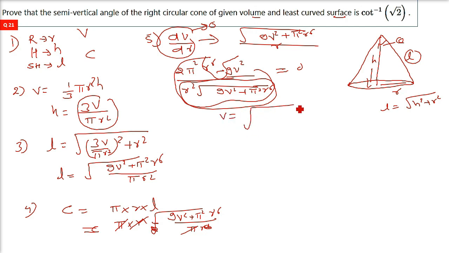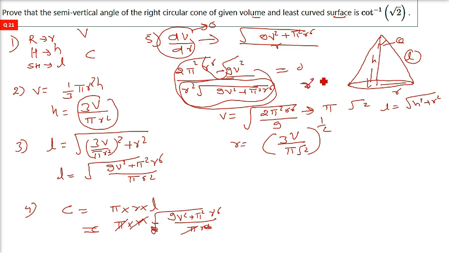And when we have a relationship, it will be V equals under root 2 pi square r to the power 6 by 9. And in order to get r, same expression we can get r also. So this r will be (3V by pi root 2) to the power half. V is this one, r is this one, because we got this when we placed dC by dr equals 0. dC by dr was the differentiation. So when you simplify this under root 2 pi square r to the power 6 by 9, you will eventually get pi r cube under root 2 by 3.